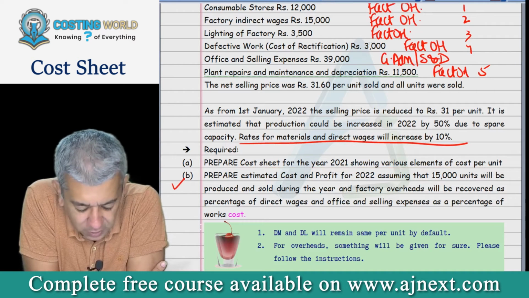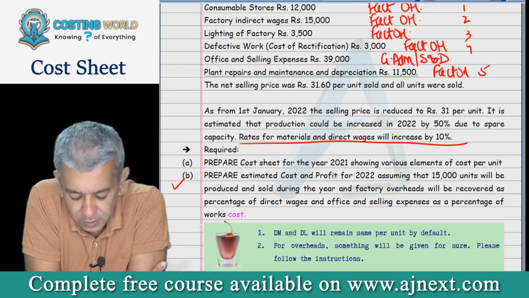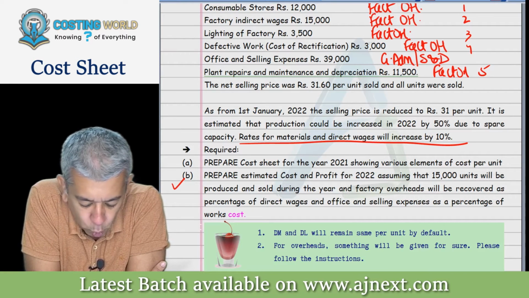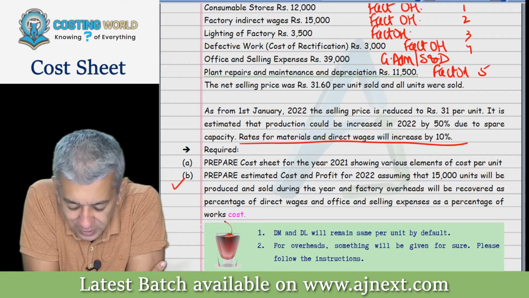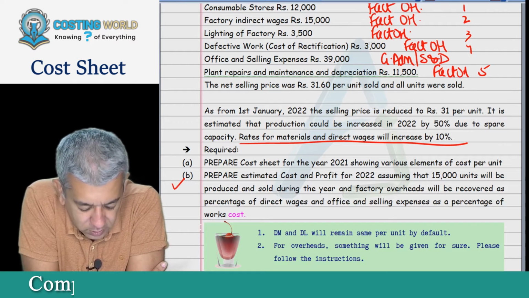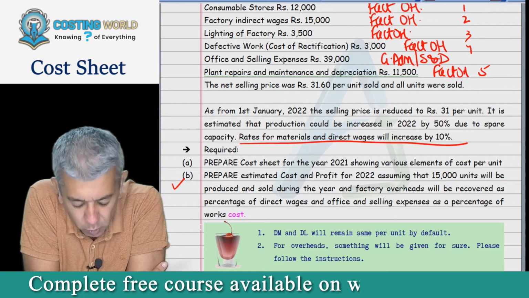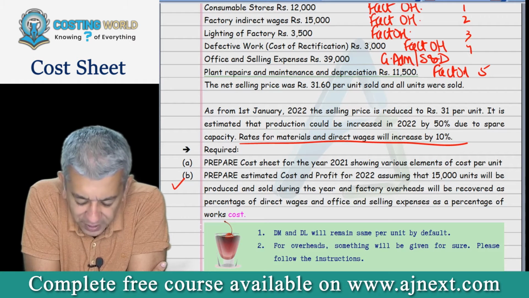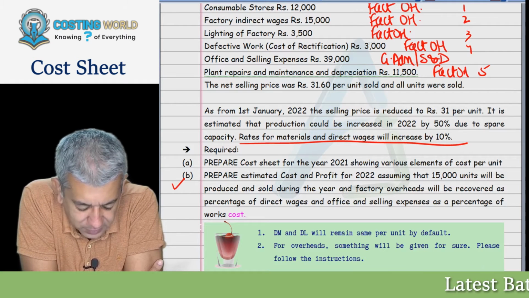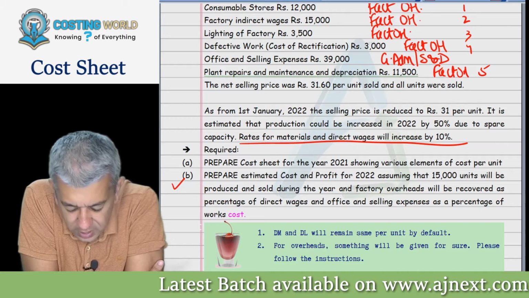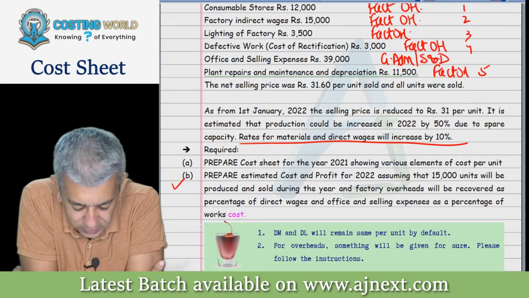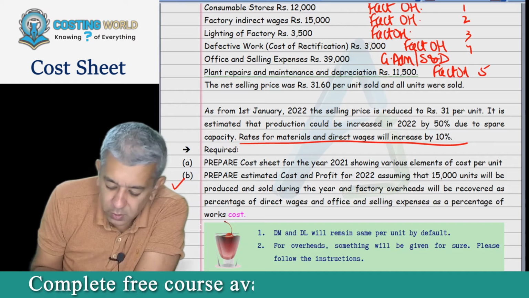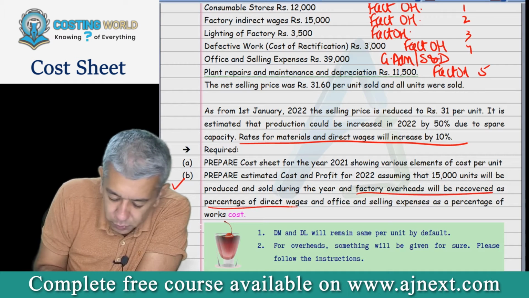Part B of the question now. Prepare an estimated cost and profit for the year 2022, assuming that 15,000 units will be produced and sold during the year. Factory overheads will be recovered as a percentage of direct wages, and office and selling expenses will be recovered as a percentage of works cost. Now underline these lines also.